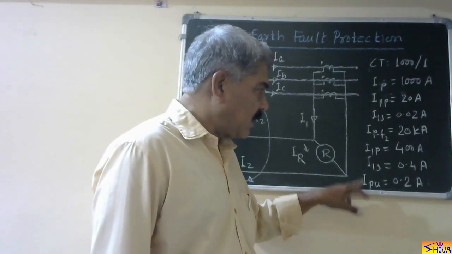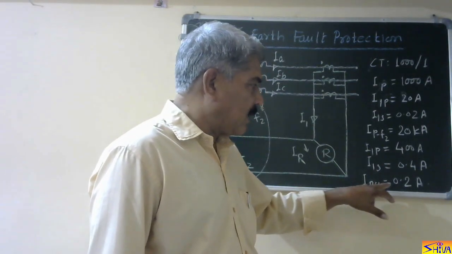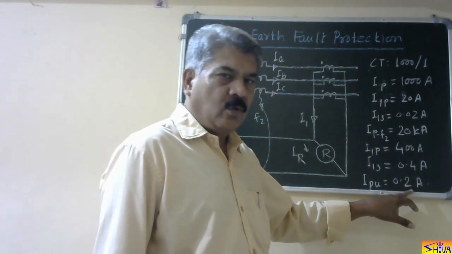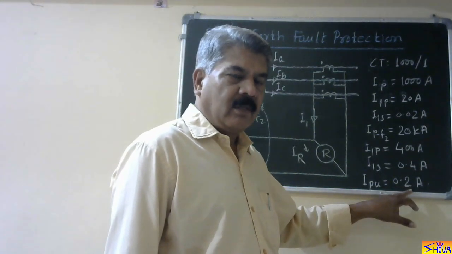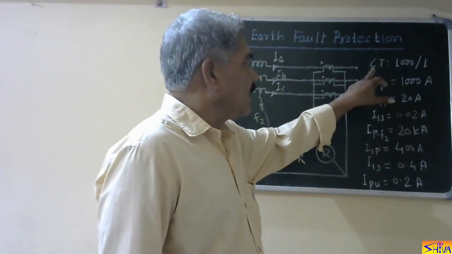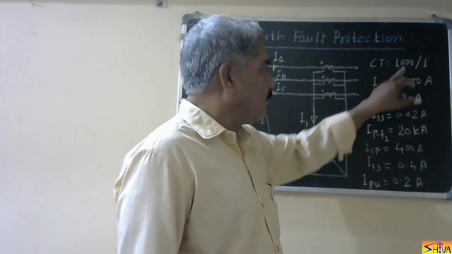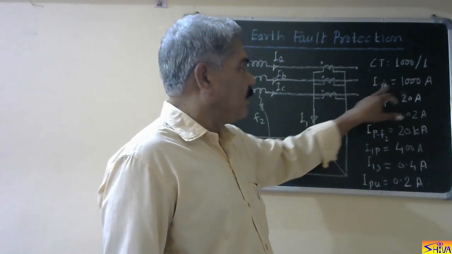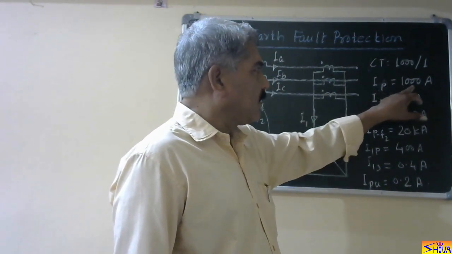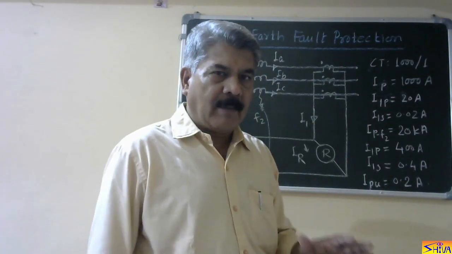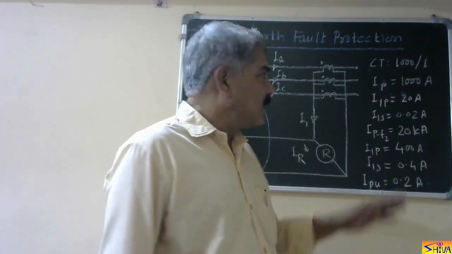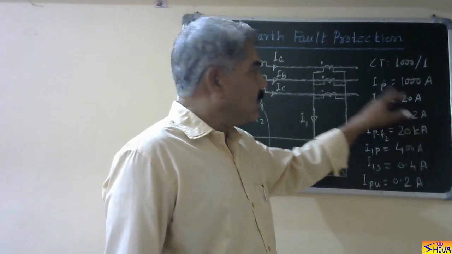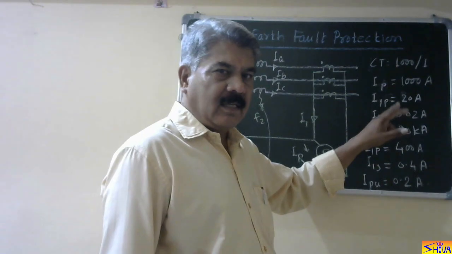Now let us take one example. Let us say pickup of the relay is set as 0.2 amperes. Let us say CT ratio is 1000 by 1. Let us say primary current in all these three phases under balanced condition is 1000 ampere. Now there is some imbalance. Now due to some imbalance, let us say this primary current becomes 20 ampere. Means IA plus IB plus IC is not equal to 0.